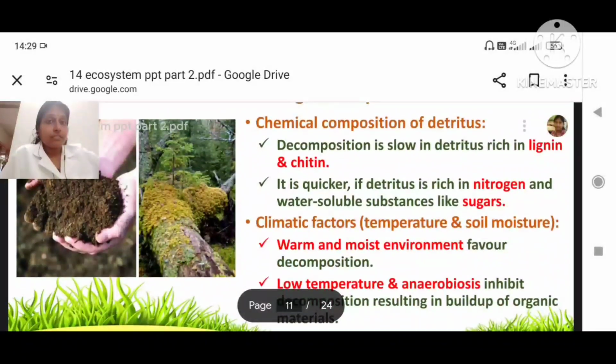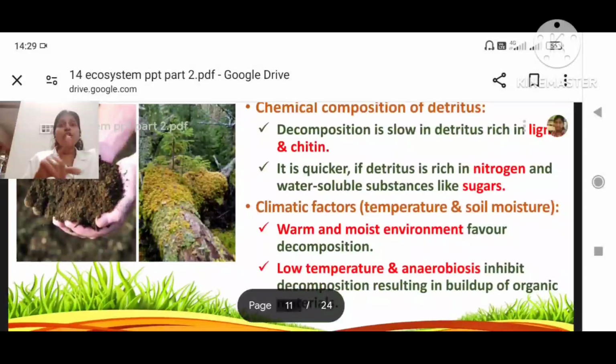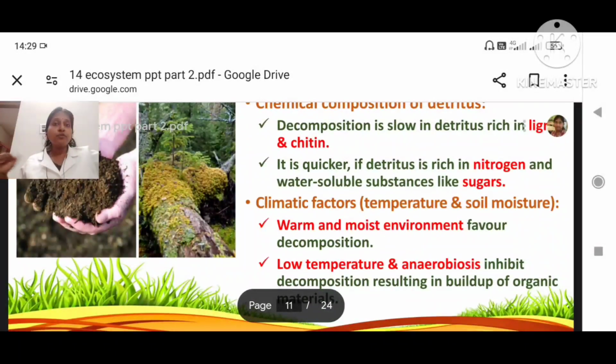Then climatic factors and the soil moisture, what is present in the water, the temperature also determines decomposition. You see, warm, moist environment, they will be favoring what? Decomposition. Come on, decompose hote jao. Okay, they will be favoring. But at the same time, in order to prevent decomposition, what we do? We used to keep it in the fridge. Why? Decomposition should not take place.